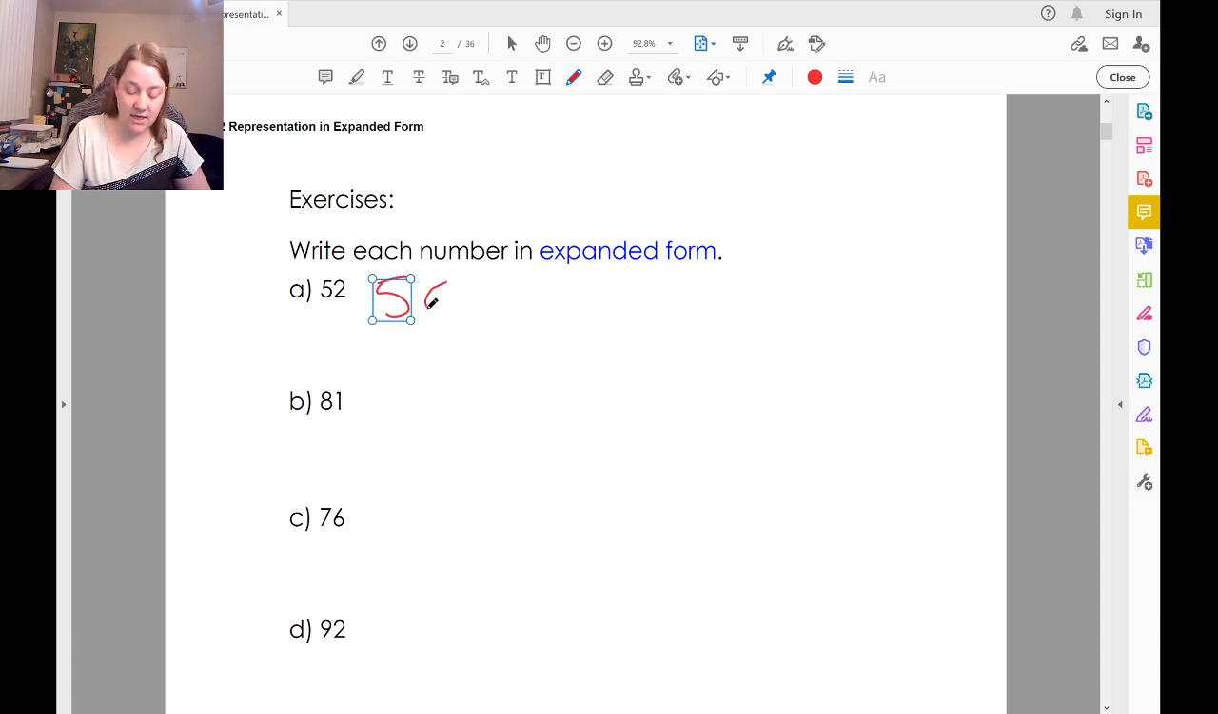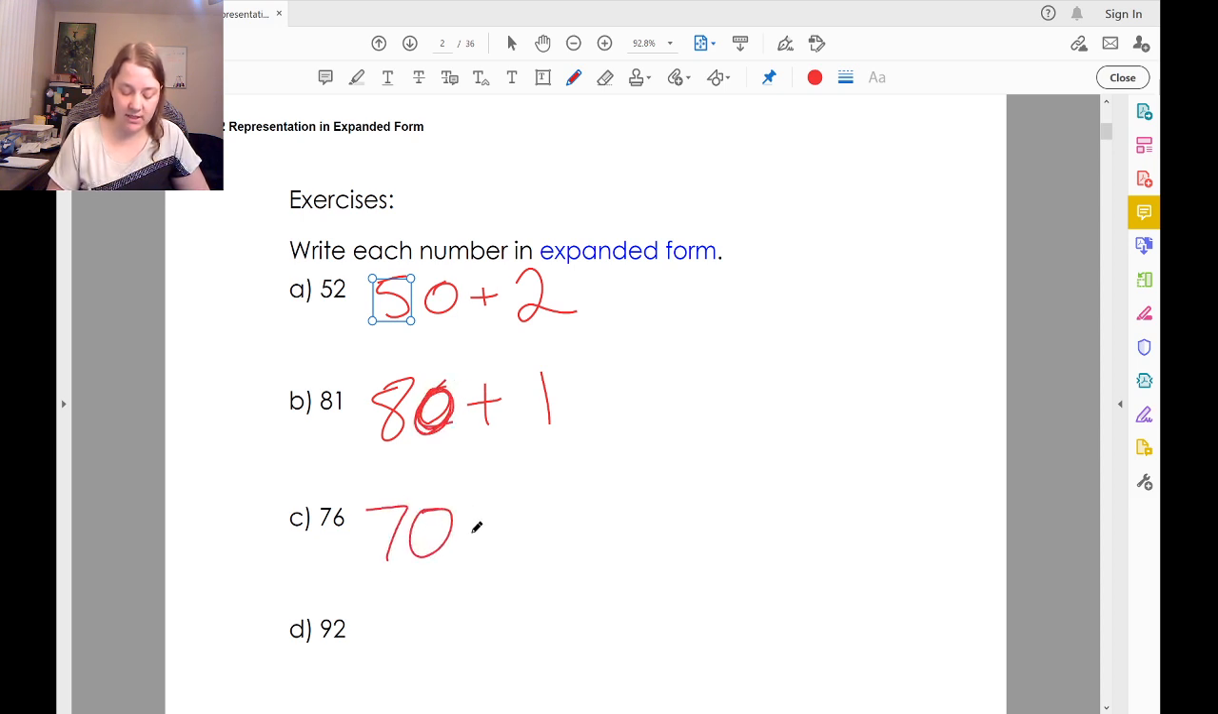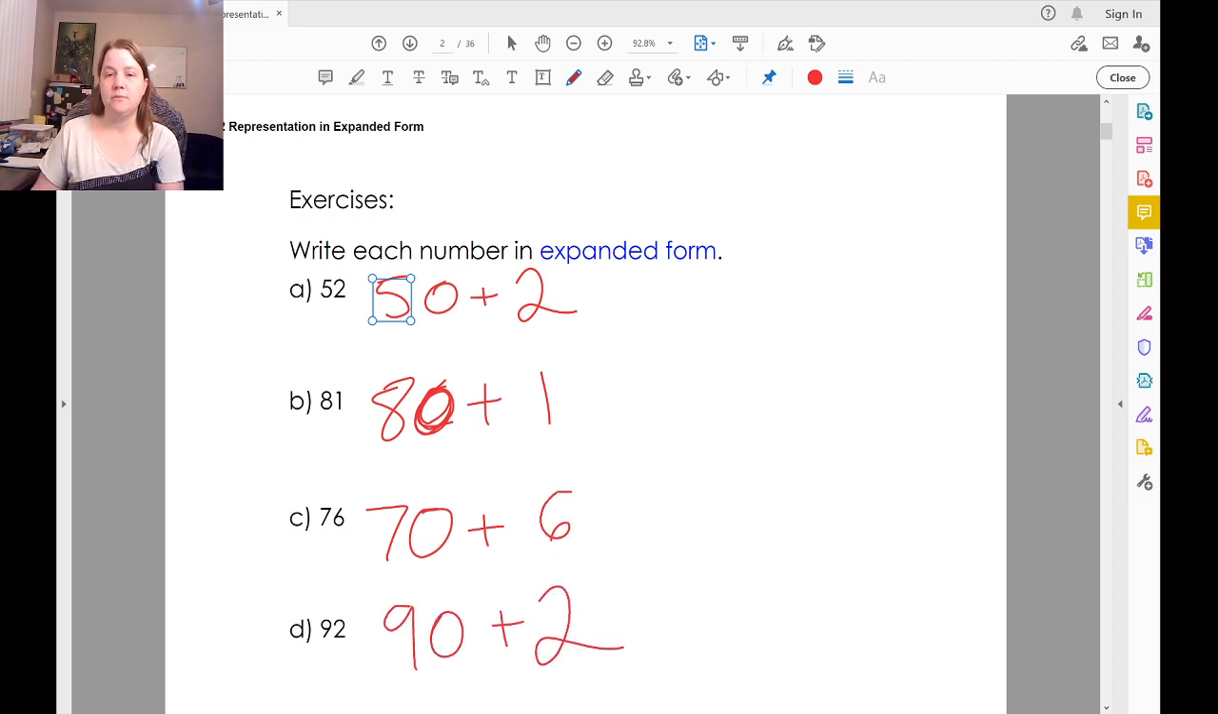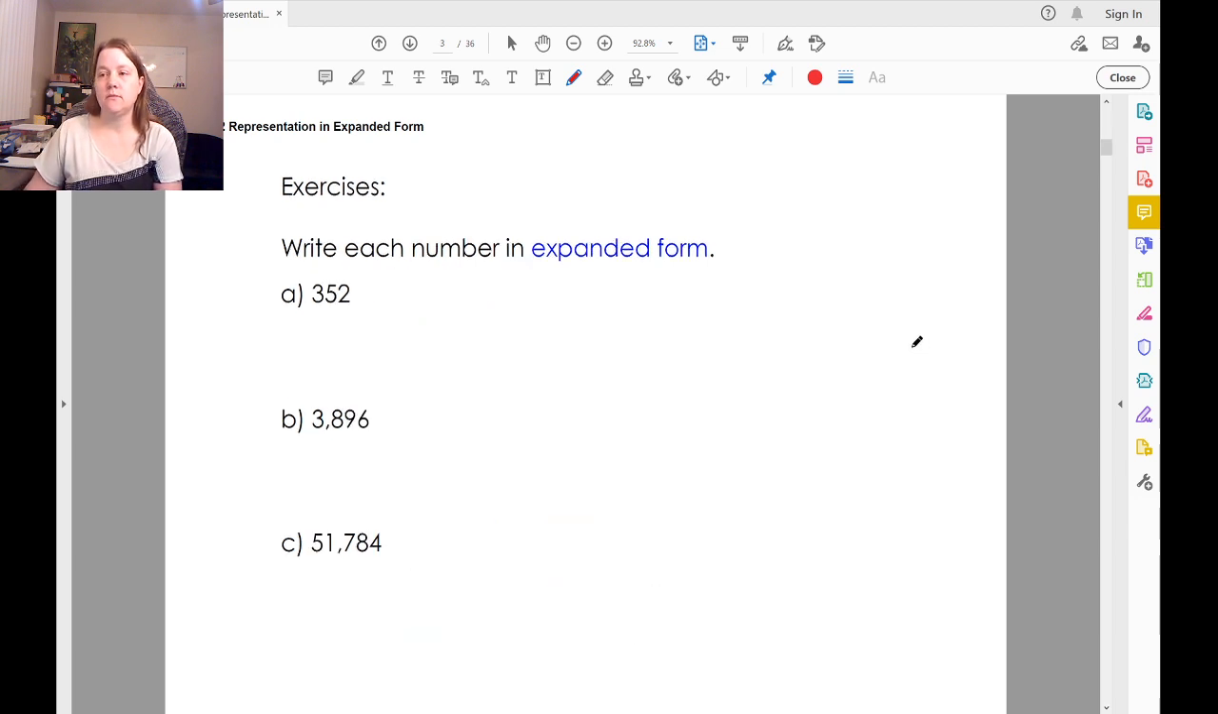52 would be the same as saying 50 plus 2. 81 would be 80 plus 1. That's an 80. 76 would be 70 plus 6. And 92 would be 90 plus 2. Ooh, now we have bigger numbers. Go ahead and try these and then we'll talk about it. Welcome back.